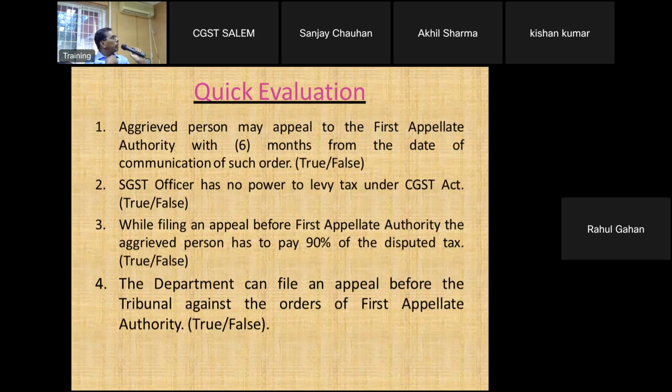The next one: while filing an appeal to the first appellate authority, the appellant has to pay 90% of the disputed amount. What is the percentage? 10% for the commissioner's appeals and for criminal, 20%. The department can file an appeal before the appellate tribunal against the order of the first appellate authority. Commissioner appeals are done by the commissioner in case of the Superintendent and JC's orders, and the commissioner in case of joint commissioner's order. The department can file an appeal. The period is 6 months. First question you said that. So before the tribunal, you can file. It is true.